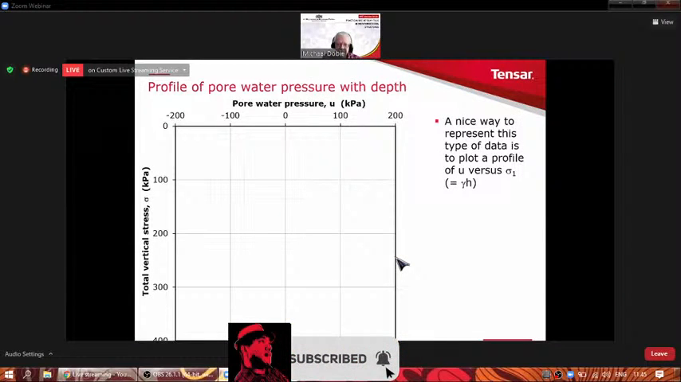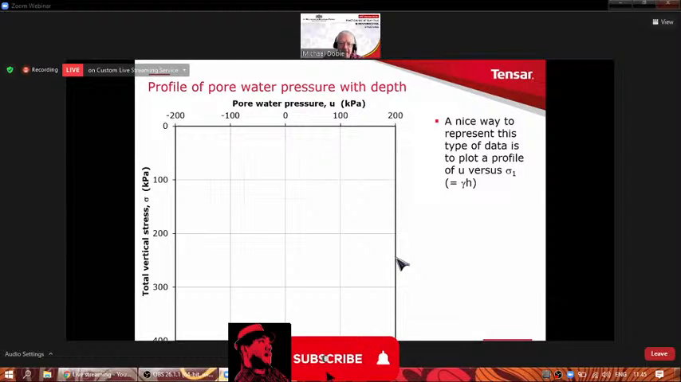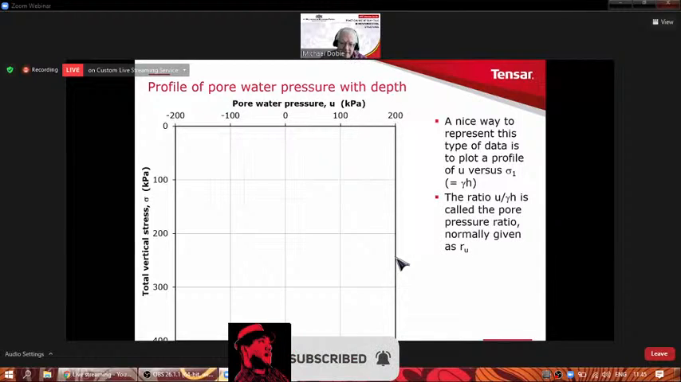Now, a very nice way to summarize this kind of data is on a diagram like this, where we're going to plot the pore water pressure along the horizontal axis, with 0 in the middle, and it's going to go negative to the left and positive to the right. And then the vertical axis is the total vertical stress. And we can simply calculate that as the height times the unit weight. So if we just assume unit weight of around about 20 kilopascals for well-compacted clay, then we can add an axis.